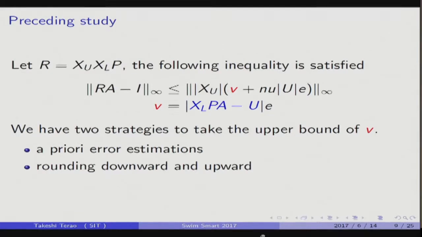Next, we introduce the other verification method. Let R be this. Then this inequality is satisfied. And we have two strategies to take the upper bound of this V. One is the method using a priori error estimations. The other is the method using rounding downward and upward.